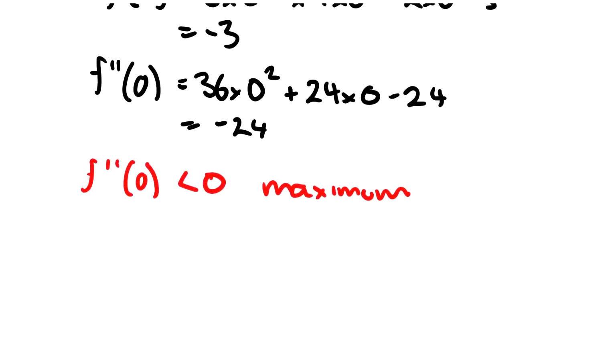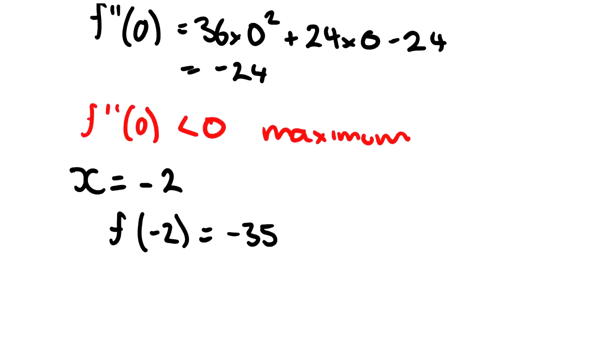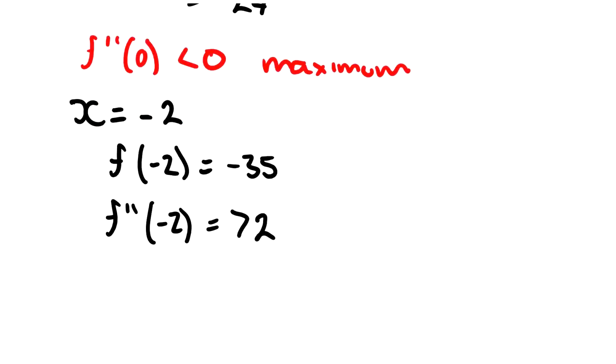Now we focus on our second point. So we'll focus on x equals -2 now, and we'll find its y value. I'm not going to write everything out, I'm just going to put the answers in because we just did it previously. Our second derivative here is greater than 0, so we have a minimum.